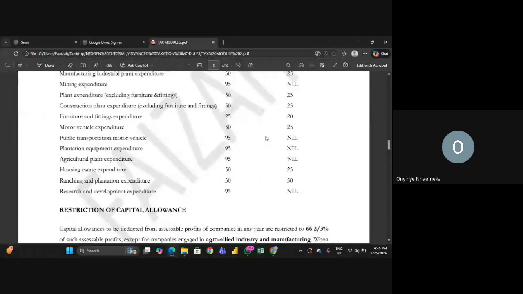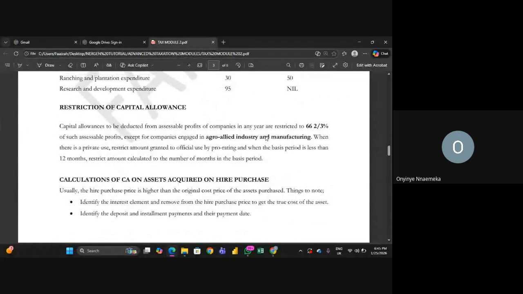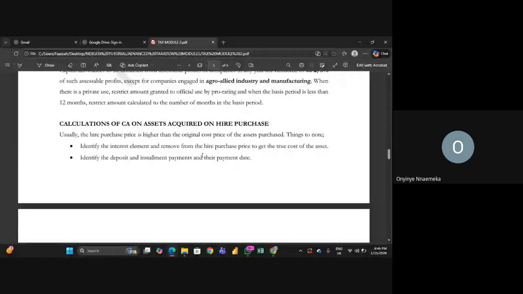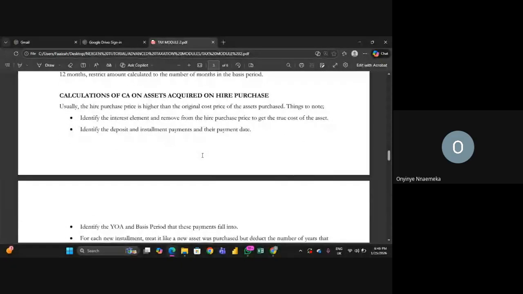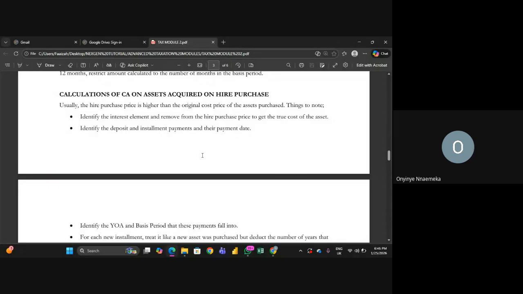So let me quickly talk about hire purchase. Then we'll call it a day, please. I know you guys are tired, because I can even tell from the way you are responding. I've already spoken about restrictions, part of the condition that I spoke about, so let's skip this. Then, calculation of capital allowance on assets acquired on hire purchase.